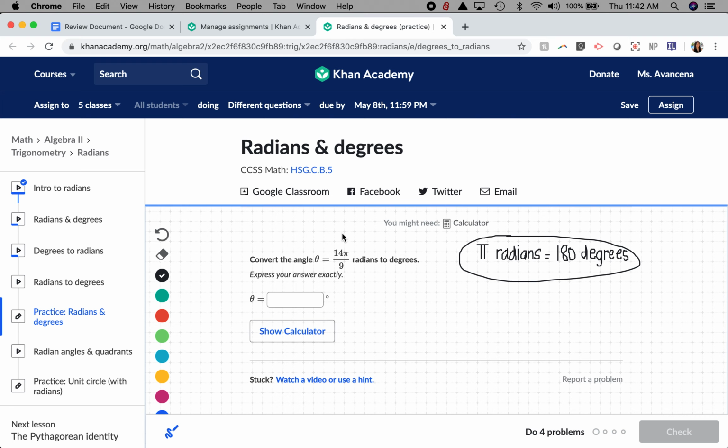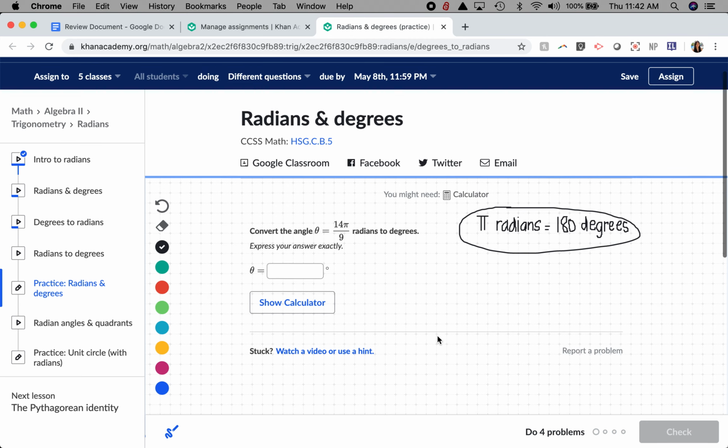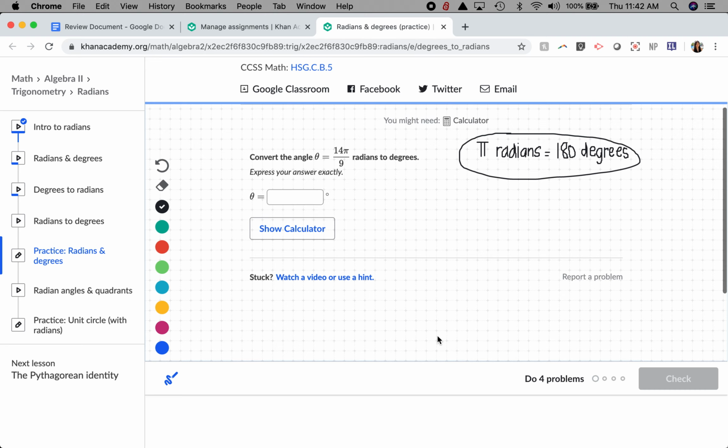So somewhere along your math journey as students, you probably have had to convert centimeters to inches or yards to feet. And you can think of this exercise as something the same. And we're going to be using the same techniques. Let's read the first question. Convert the angle theta equals 14 pi over 9 radians to degrees.